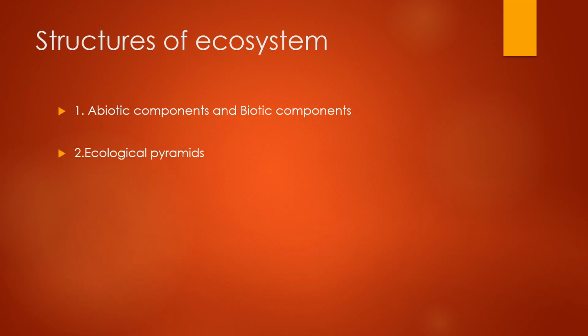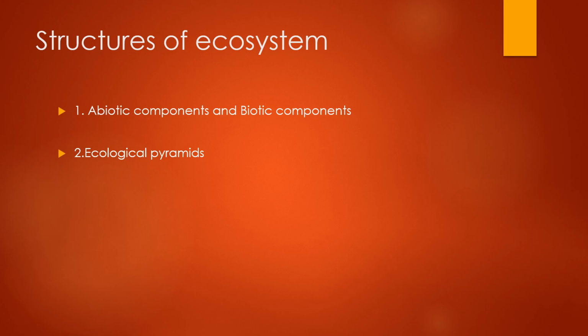Now, when we talk about the structure of an ecosystem, we have to discuss the ecological pyramids and the abiotic and biotic components. First, biotic and abiotic components. We know the living things are biotic and non-living things are abiotic components. Next, today's main part is the ecological pyramids.